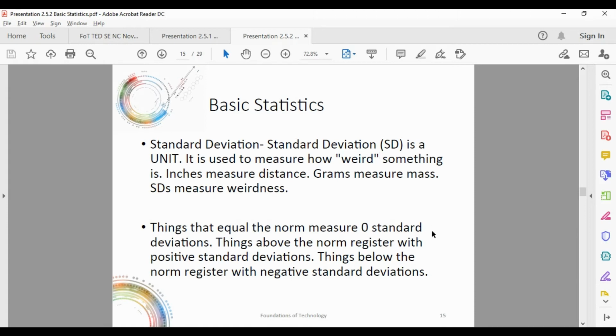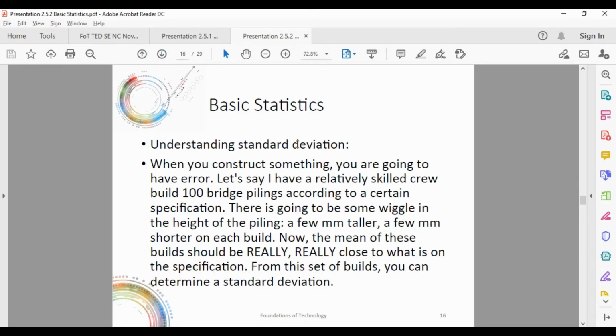Things that equal the norm measure 0 standard deviations. And so when we're talking about the norm, most of what we are going to deal with is what's called a normal distribution. And so the mean, the median, and the mode are all the same. So we're saying average. Things above the norm measure positive standard deviations, and things below the norm measure negative standard deviations. We, again, are not going to go too much into that. We're more concerned about what is the standard deviation.